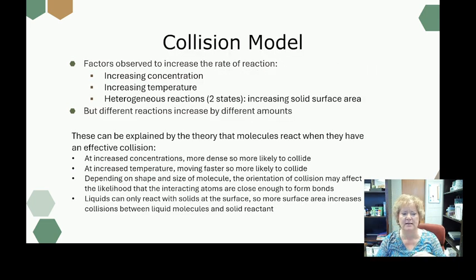Just briefly talking about, let's kind of go to theory. The collision model. What happens in a chemical reaction? And why would that affect how things change? Let me just take my picture off of here.